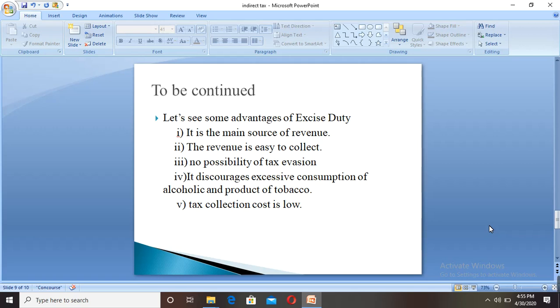Definitely, government is imposing excise duty on liquor and tobacco items in the sense that government wants to minimize the customers of those products because those products are injurious to health, and they are the main source of different diseases. That is why government discourages customers from using those products, which are very detrimental from the perspective of health. Tax collection cost is low. These are the advantages of excise duty.